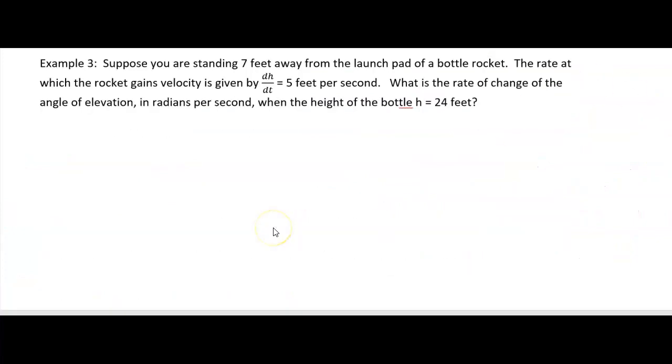All right, let's move on to number 3. Suppose you're standing 7 feet away from the launch pad of a bottle rocket. The rate at which the rocket gains velocity is given by this.